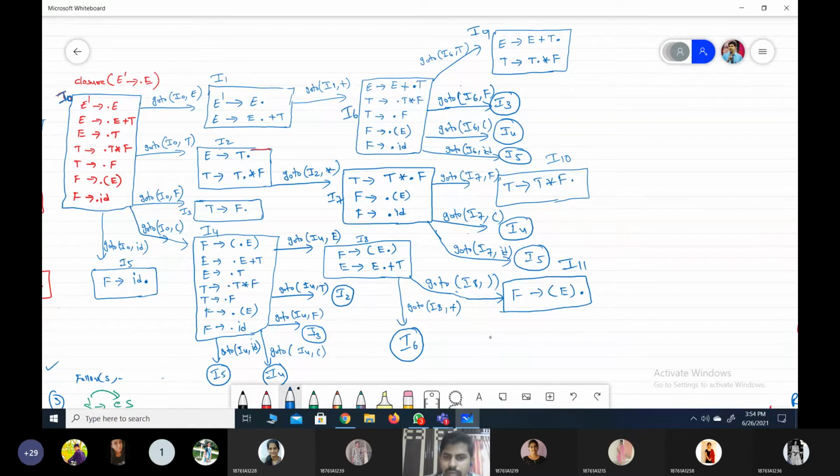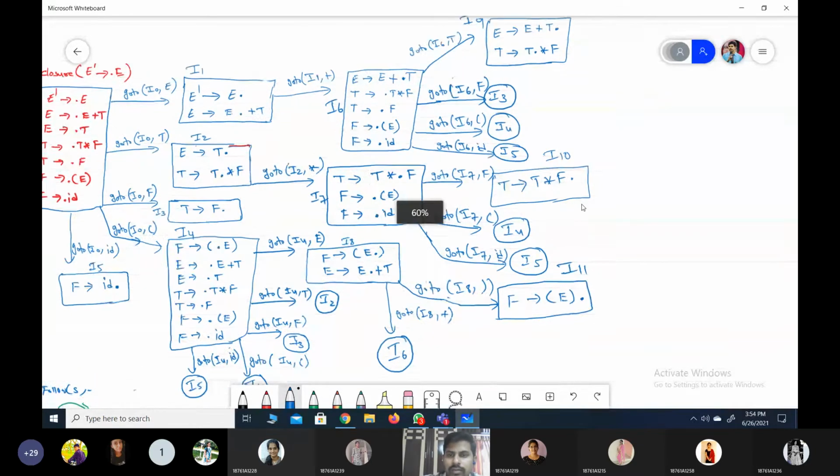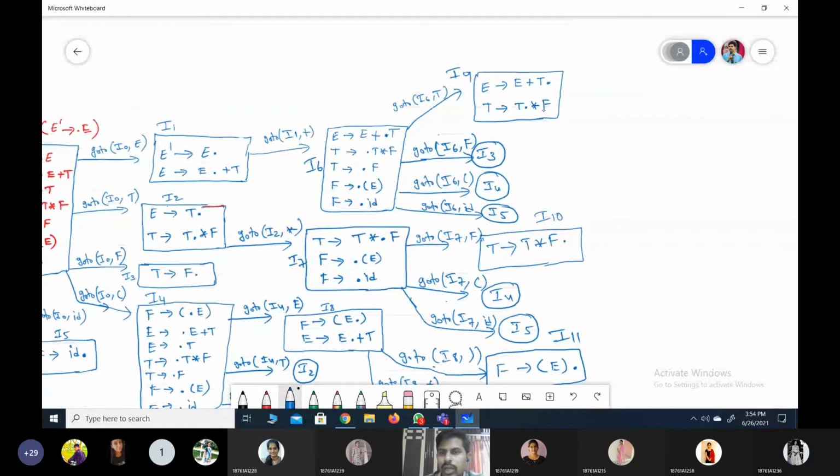Okay. Now cross check with which state? I8 is over. Then you have to cross check with I9. Okay. On I9, what are the possible alphabets that we can apply? Star. If star is applied, then the production will be T tends to T star dot F. So what is the item state? I7. I7 is repeating. So on I9, we are not getting any new state. We are getting a repetition state.